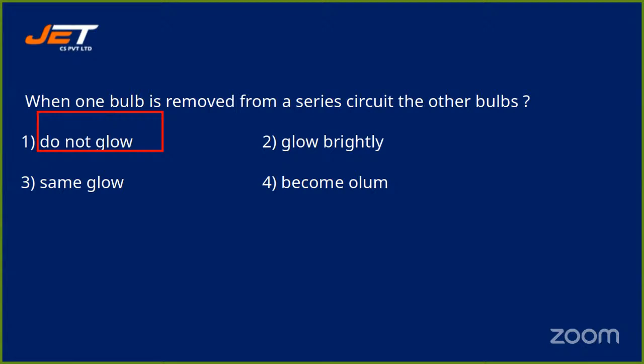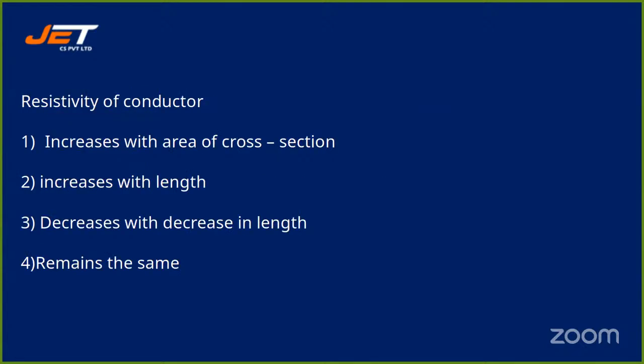That is the thing. Now, what do you mean by resistivity of a conductor? Which of the following do you see? The resistivity of a conductor increases with area of cross section. Does it increase with length? Does it decrease with decrease in length?